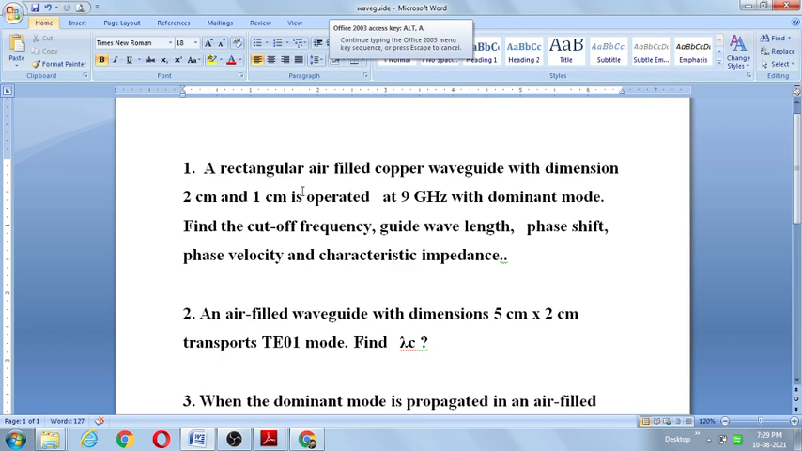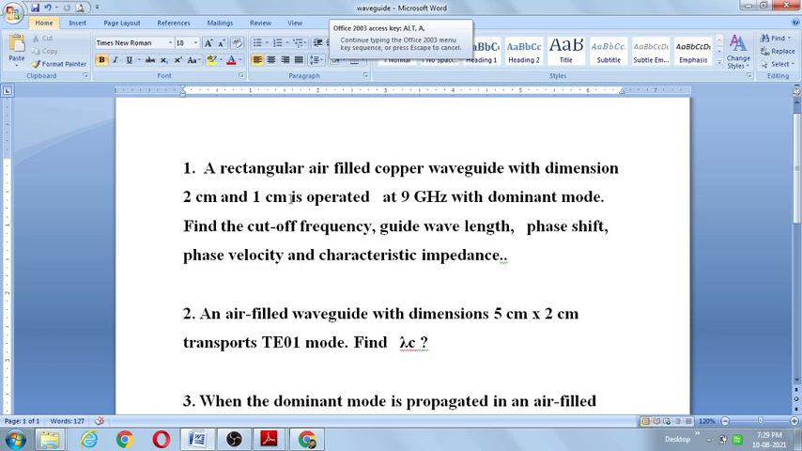A rectangular air-filled copper waveguide with dimensions 2 centimeters and 1 centimeter is operated at 9 GHz with dominant mode. Find the cutoff frequency, guide wavelength, phase shift, phase velocity, and characteristic impedance. Okay, just observe the problem.